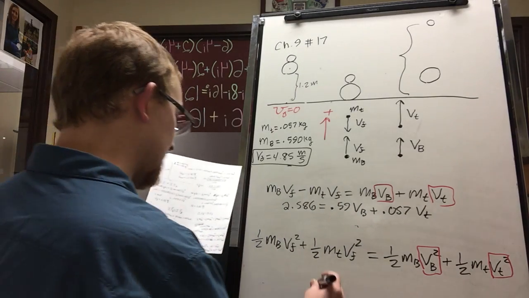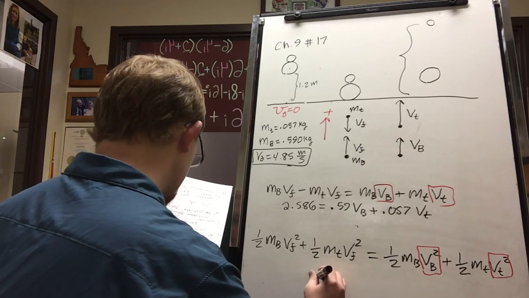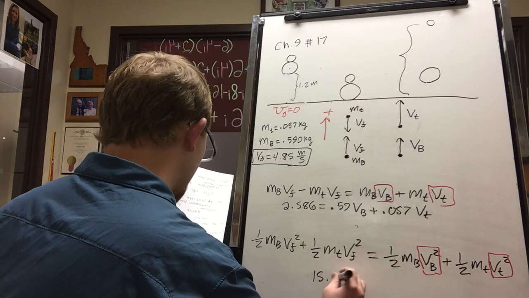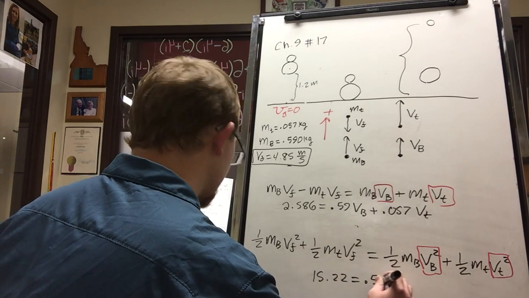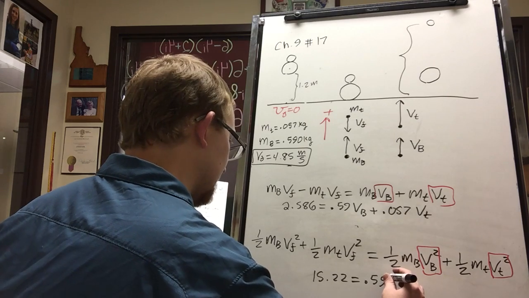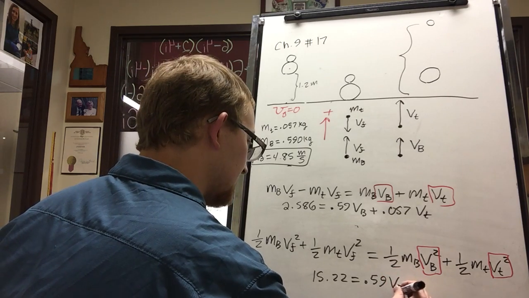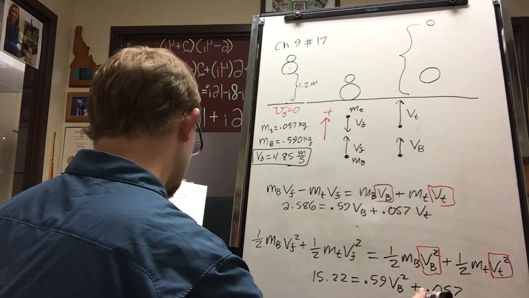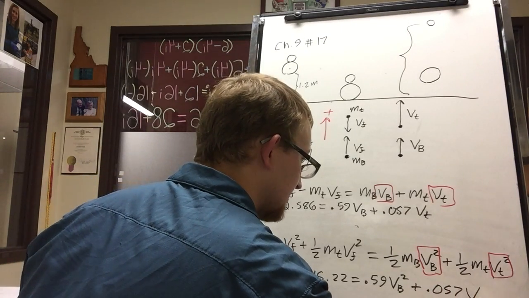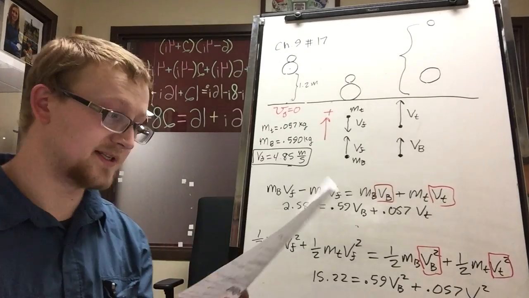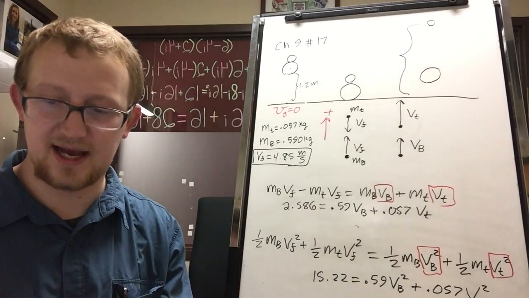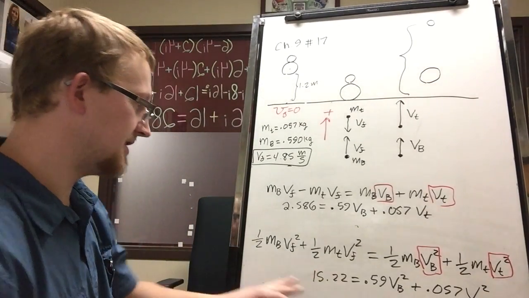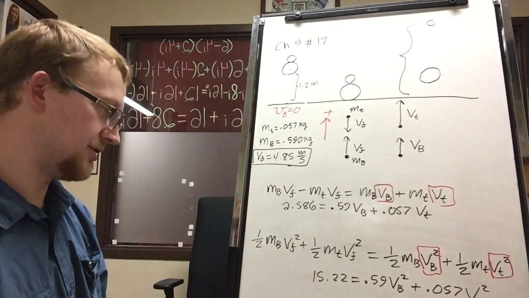The energy one ends up giving us, because this side is just a number, right? I end up with 15.22 equals 0.59 times the velocity of the basketball squared plus the mass of the tennis ball, 0.057 times the velocity of the tennis ball squared. Well, that was nice. I actually tried to walk through all the calculations last time and ended up screwing it up, wasting about 20 minutes of my time. So I know these ones are correct because I had calculated them before I started shooting.